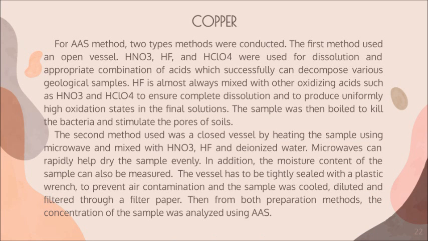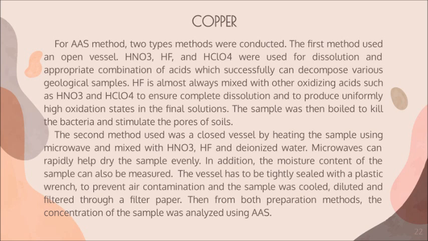For the AAS method, 2 types of sample preparation were conducted. The first method is to use an open vessel. HNO3, HF, and HClO4 were used for dissolution, an appropriate combination of acids which can successfully decompose various geological samples. HF is almost always mixed with other oxidizing acids such as HNO3 and HClO4 to ensure complete dissolution and to produce uniformly high oxidation states in the final solutions. These samples were then boiled to kill the bacteria and open the pores of the soils.